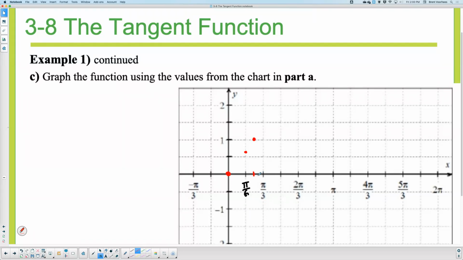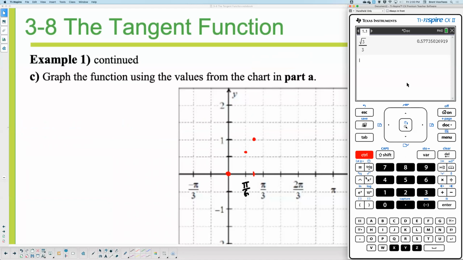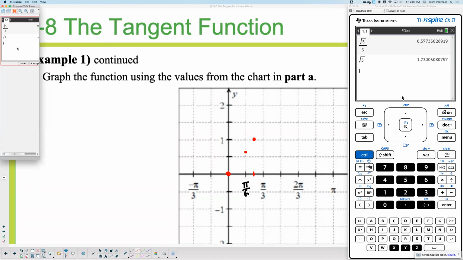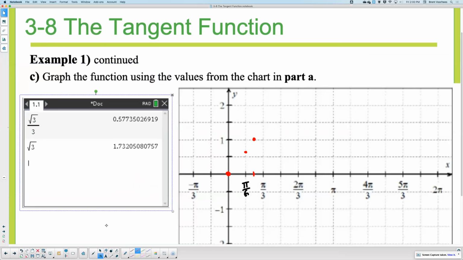What did we have for pi over 3? That was our next point. Square root of 3. I believe that's 1.73. Let's do that. Square root of 3, 1.73. Yes. For later, I'm just going to plot these on so we have them, so we can look at it. I think those are our only strange values that we'll have to look at.